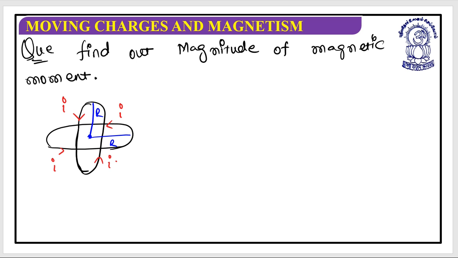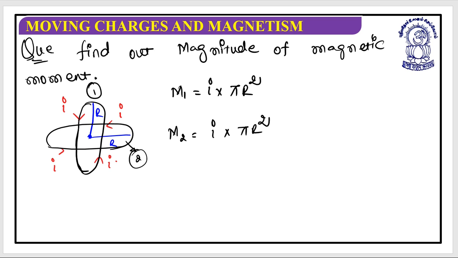Yes, so let's suppose I take this as the first coil and this as the second coil. Then the first coil's magnitude can be written as m1 equals I into pi r square. M2 can also be written as I into pi r square. So I have done up to magnitude. Now it's the turn for the direction.